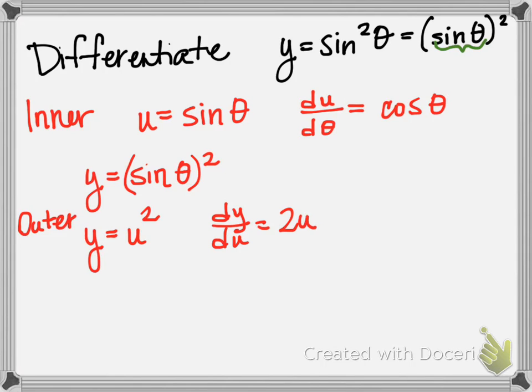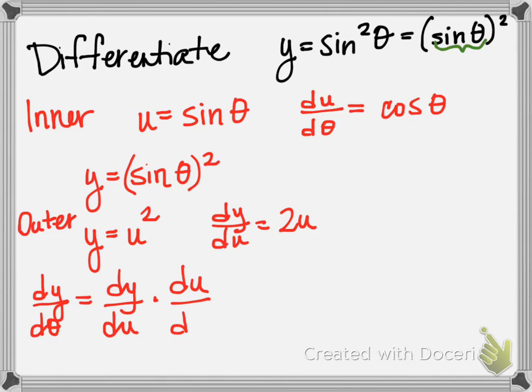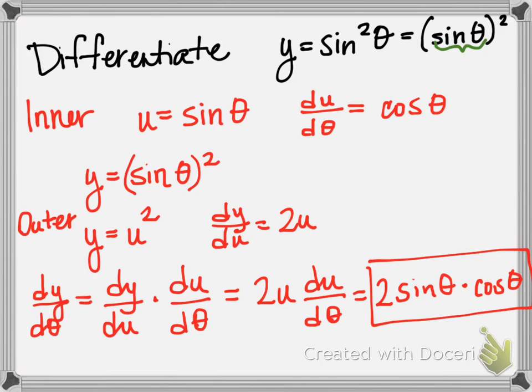And so dy du is 2u. So to compute our derivative, dy d theta equals dy du times du d theta. So we substitute in dy du, and we get 2u times du d theta. And then we don't want u's in our answer, we want thetas in our answer. So instead of 2u, we're going to write 2 sine of theta. That's what u is equal to. And du d theta is cosine of theta. So our answer is 2 sine theta times cosine theta.